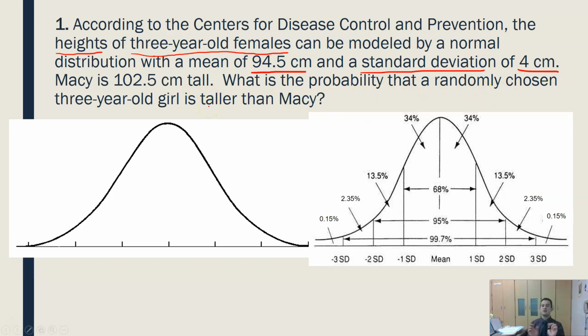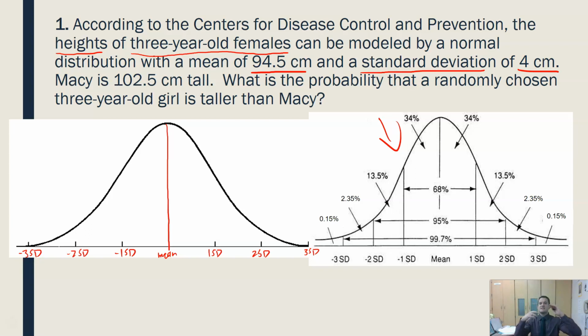Okay, before I even read on into this question. So it says that the heights of 3-year-old females can be modeled by a normal distribution. So this is a normal distribution. I have the little graphic with the empirical rule off here to the side. And then I have this blank normal curve here. So on this normal curve, this will be the mean. This will be 1 standard deviation above the mean, 2 standard deviations above the mean, 3 standard deviations above the mean, 1 standard deviation below the mean, 2 standard deviations below the mean, and 3 standard deviations below the mean.